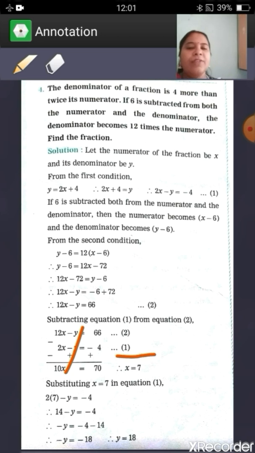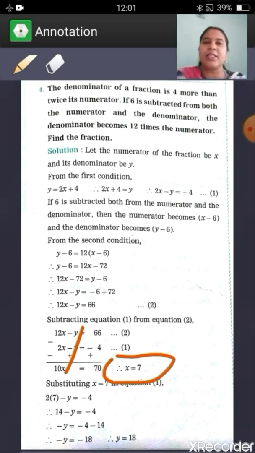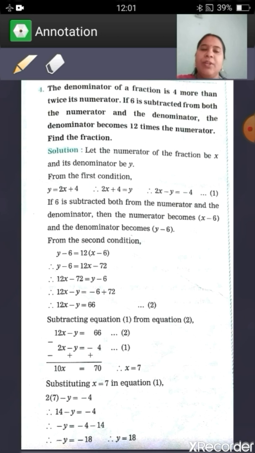One part of the answer we have got here, that x is equal to 7. And what is that x? X is the numerator. Now what is left? I need to substitute and get the value of the variable y. So substitute in equation number 1. 2 into x, so x is substituted as 7, minus y is equal to minus 4. 2 into 7 is 14. So 14 minus y is equal to minus 4.